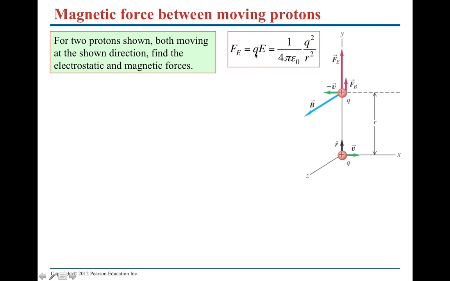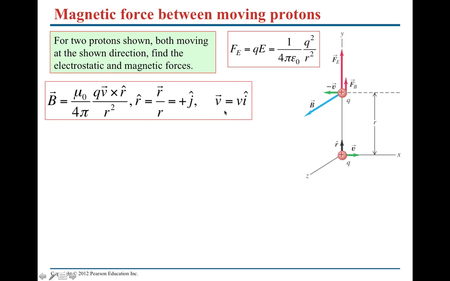So the electrostatic force is simply Q multiplied by the electrostatic field, and the electrostatic field is Q divided by r squared, or KQ over r squared, and the direction of the electrostatic force is up because these two charges are positive. Okay, so I found the electrostatic force. To find the magnetostatic force, I first have to find the magnetic field at this point, and after I find the magnetic field, I can calculate the magnetic force.